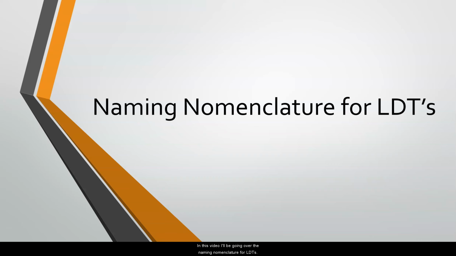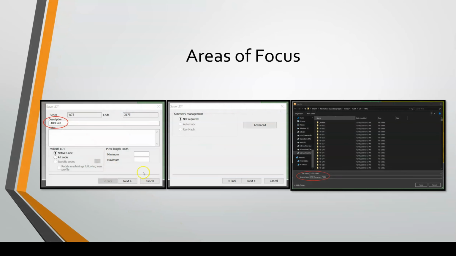In this video, I'll be going over the naming nomenclature for LDTs. There are three areas of focus when saving an LDT. After clicking Save, you will get the following three windows. The first window asks for description of the LDT that has been created. We will add the description in the area circled in red.